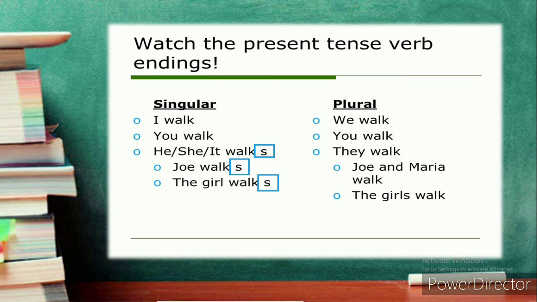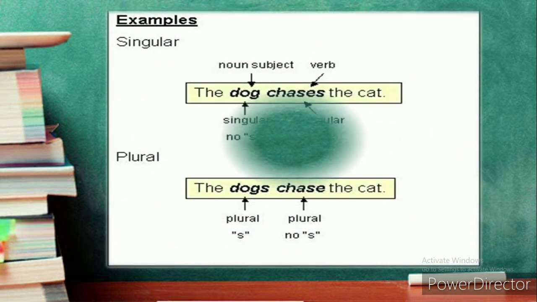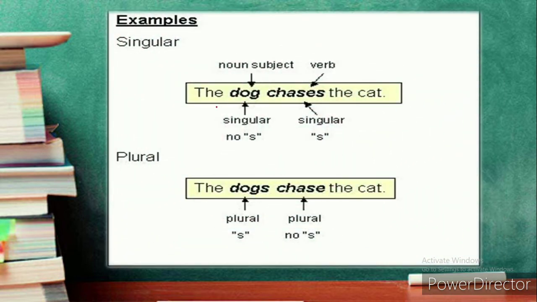Another examples. Let us have the first sentence. The dog chases the cat. The subject here is the word dog, which is a singular subject because there is only one dog. So the verb must be in singular form as well. We have here the word chases. As you could notice, there is an S because it is in singular form.